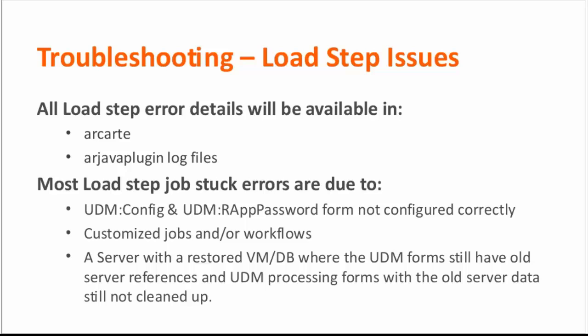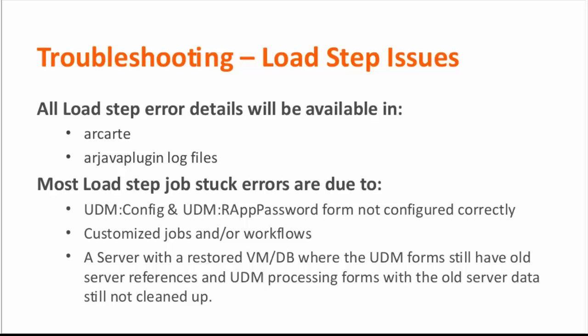All load step errors will always be available in the AR cart log and Java plugin log files on the AR server where the UDM job has run. Most load step job stuck errors are due to the UDM config and wrap password forms not being configured correctly, right? So the examples I gave you earlier about server group, alias names, and all that good stuff. And then making sure your custom jobs and workflows are proper, because most of the time we see that they're not done correctly as well.